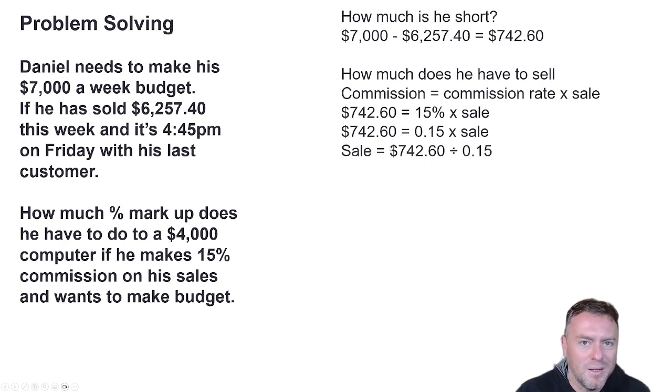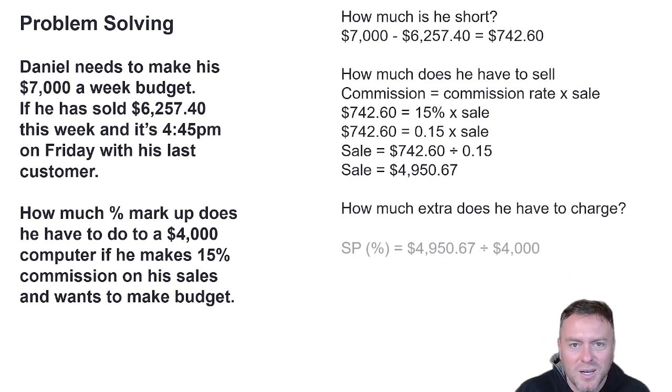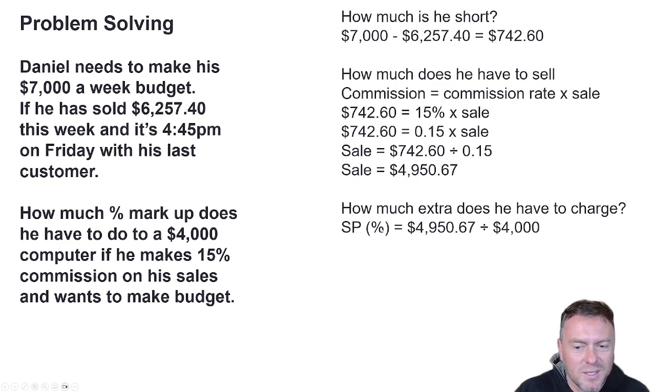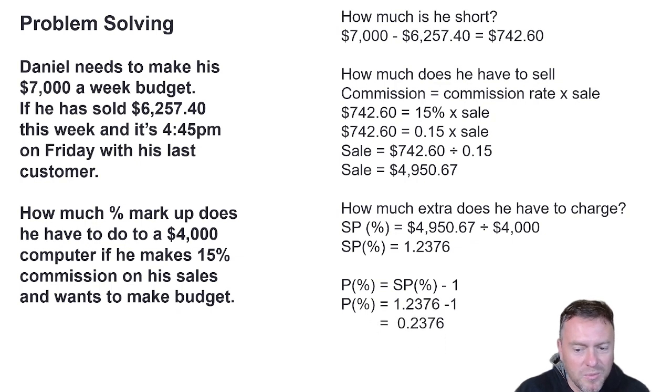So then we can swap this around. So the sale equals $742.60 divided by 0.15. So he has to sell this computer for $4,950.67. So how much of a percent markup does he have to do to the $4,000 computer? Well, first of all, we've then got to work out how much extra does he have to charge. So we can work out the sales price as a percent is equal to $4,950.67 divided by 4,000, and we get 1.2376. So then the profit as a percentage is equal to the sales price as a percentage minus 1, which then gives us 0.2376.